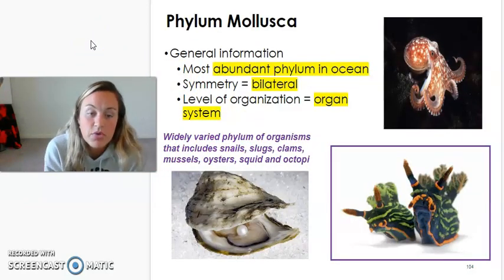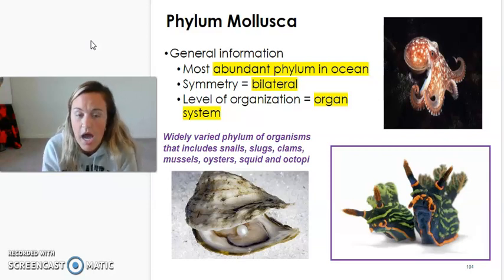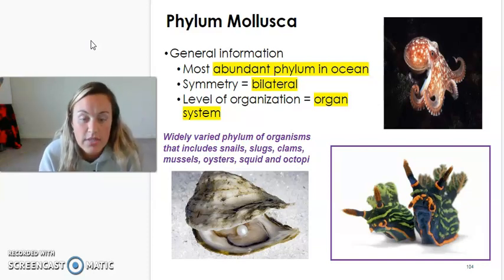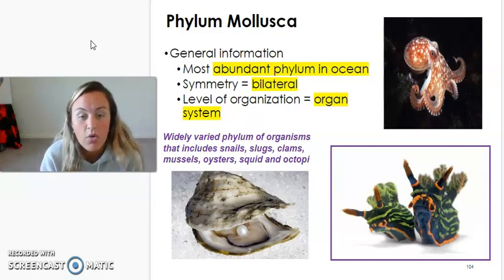All right, so just some general information. Like I said, this is the most abundant phylum in the ocean, so it is our largest phylum in the ocean. All of our organisms within this phylum have bilateral symmetry. Remember that that means that it is equal on either side. It is divided into two equal parts. And they are all organized at the organ system level.